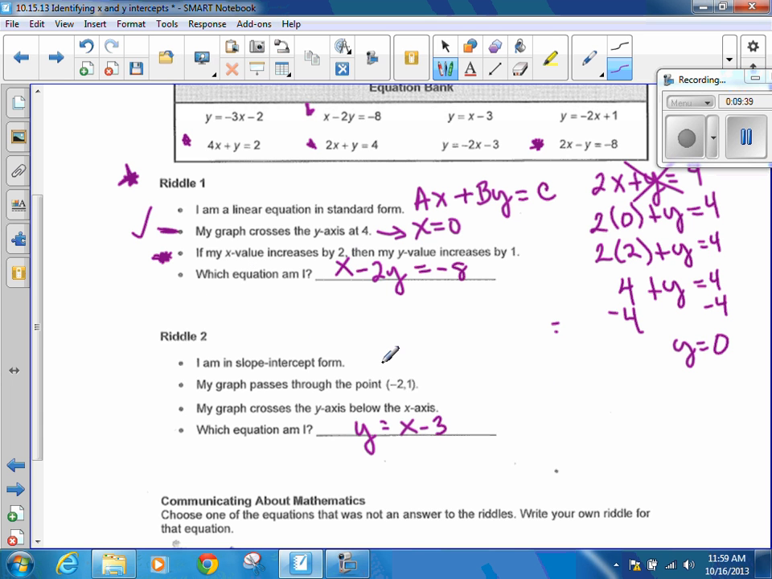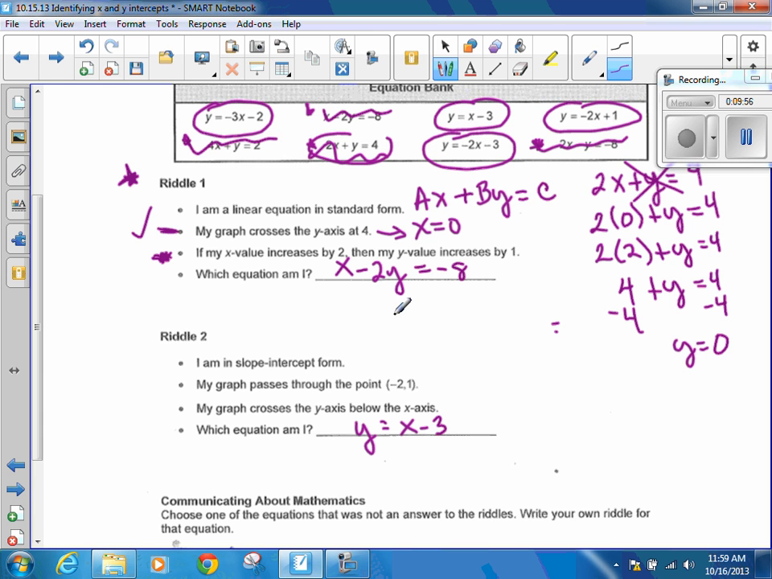I am in slope-intercept form. So that means I'm either looking at this one, this one, no, sorry. I'm looking at this one, this one, and then this one. And we've eliminated this, and we've eliminated this, because the first riddle was standard form, now we're looking at slope-intercept form, okay?